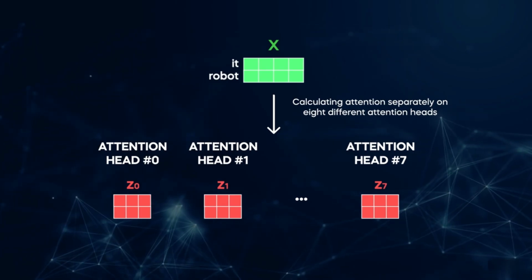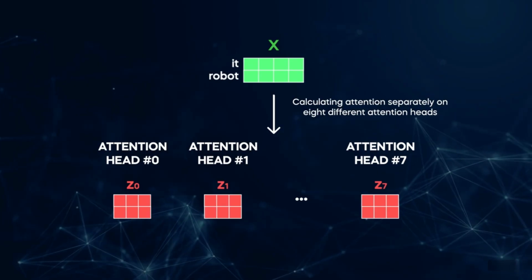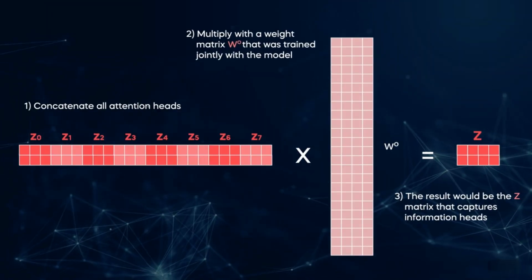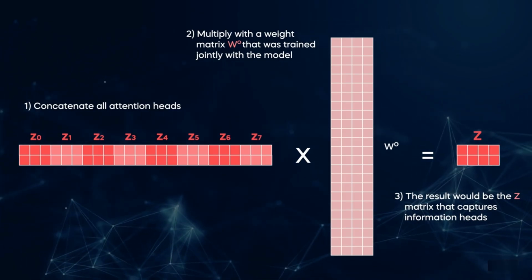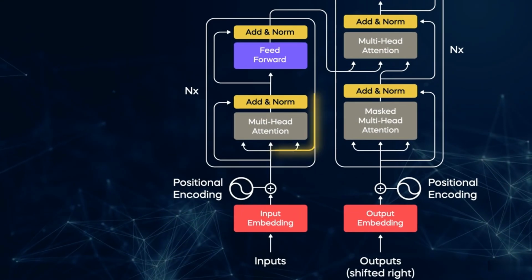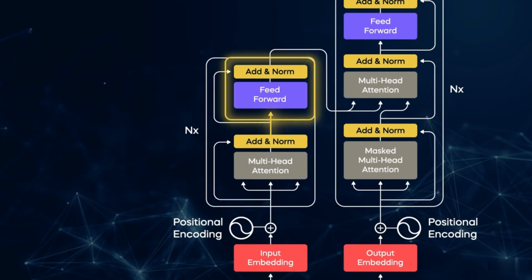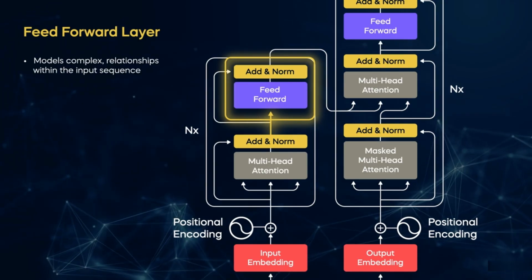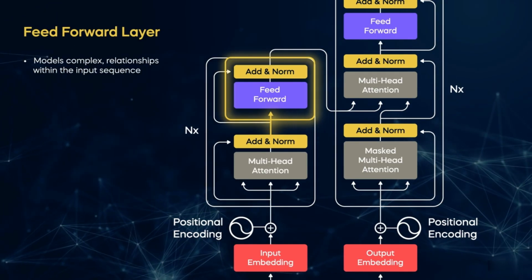Each head learns a different set of weights, allowing the model to focus on different aspects or patterns in the data. The attention vectors from each head are concatenated and transformed to produce the final output of this layer. After the multi-headed attention mechanism, the output is passed through a feed-forward neural network. The feed-forward network learns to capture and model complex, nonlinear relationships within the input sequence.